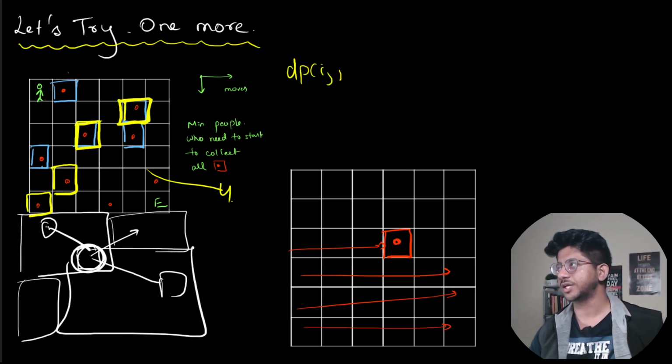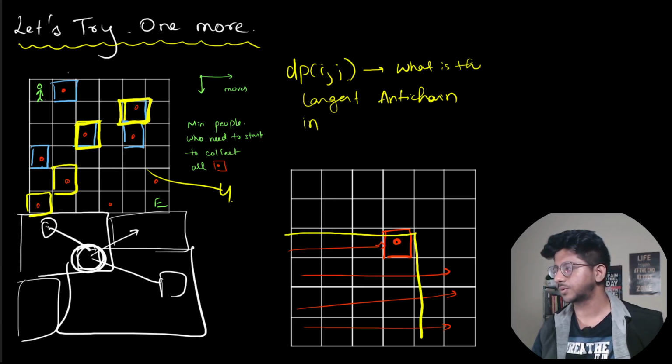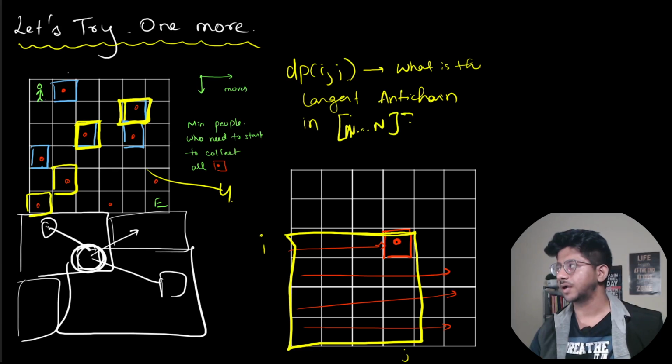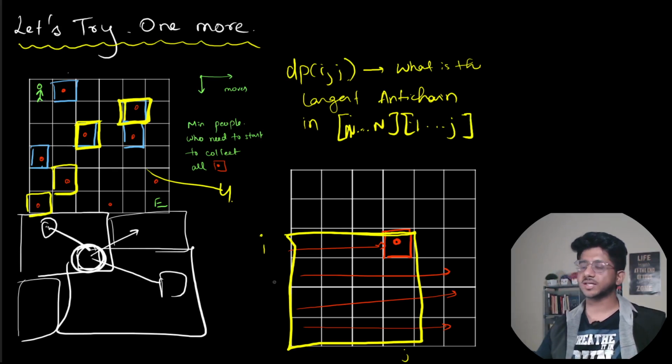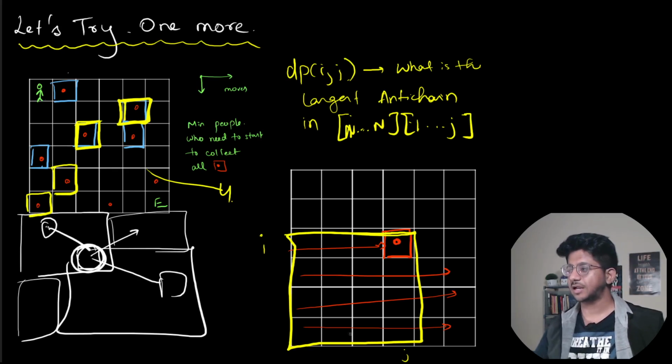DP of I comma j will tell me the largest anti-chain in this scope. This is I, this is j. So from the range I till n, and in the range 1 till j. In this range, what is the largest set of antichain that you have formed? And we can loop in this order.